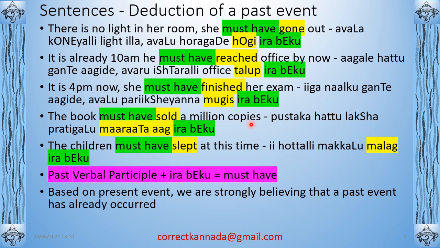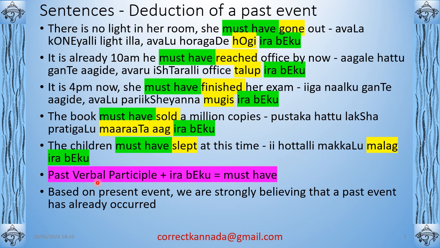The book must have sold 1 million copies. Pustaka 10 ಲಕ್ಷ ಪ್ರತಿಗಳು. Prati means copy. ಪ್ರತಿಗಳು ಮಾರಾಟ ಆಗಿರಬೇಕು. The children must have slept at this time. ಈ ಹೊತ್ತಲ್ಲಿ ಮಕ್ಕಳು ಮಲಗಿರಬೇಕು. ಮಲಗು is sleep. ಮಲಗಿ is the past verbal participle. At this time, ಈ ಹೊತ್ತಲ್ಲಿ. ಹೊತ್ತು means abstract time. Samaya is also time. Hottu is used when you want to talk about a specific time, like Ratri Hottu. Hagalu means daytime. Ratri means night. Ratri Hottu means in the night time.